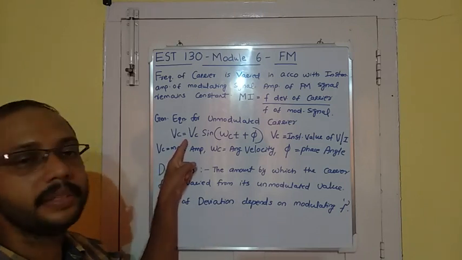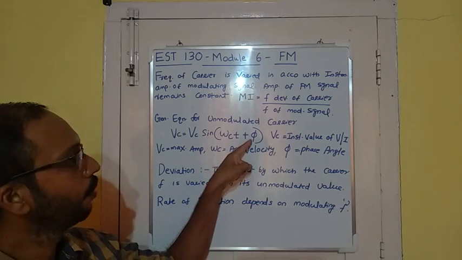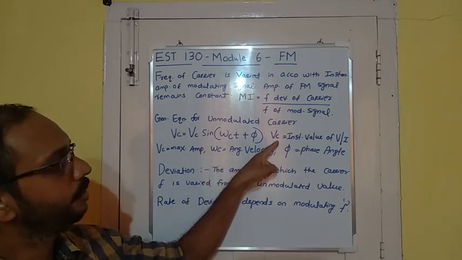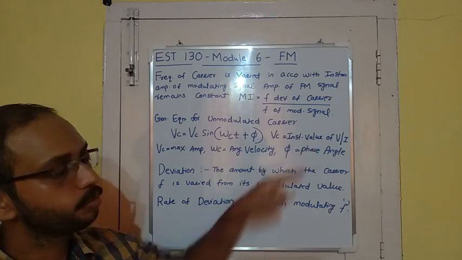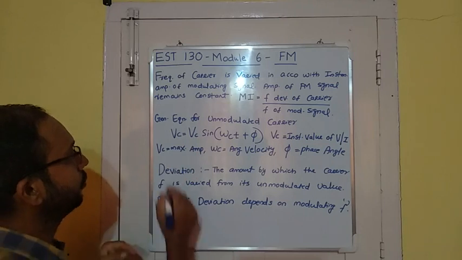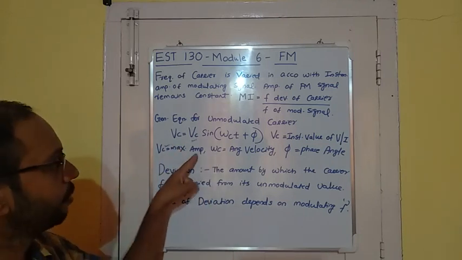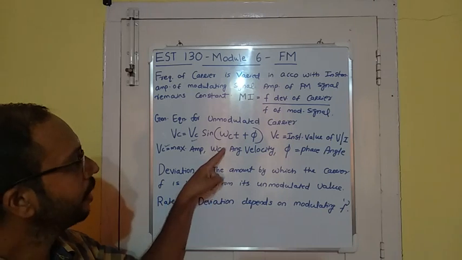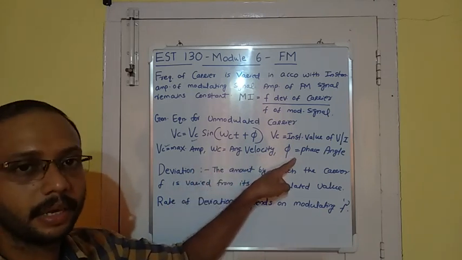So that is v is equal to Vc sin(omega c t plus phi), where v is the instantaneous value of voltage or current, and this Vc is equal to the maximum amplitude. Omega c represents the angular velocity and phi is the phase angle.